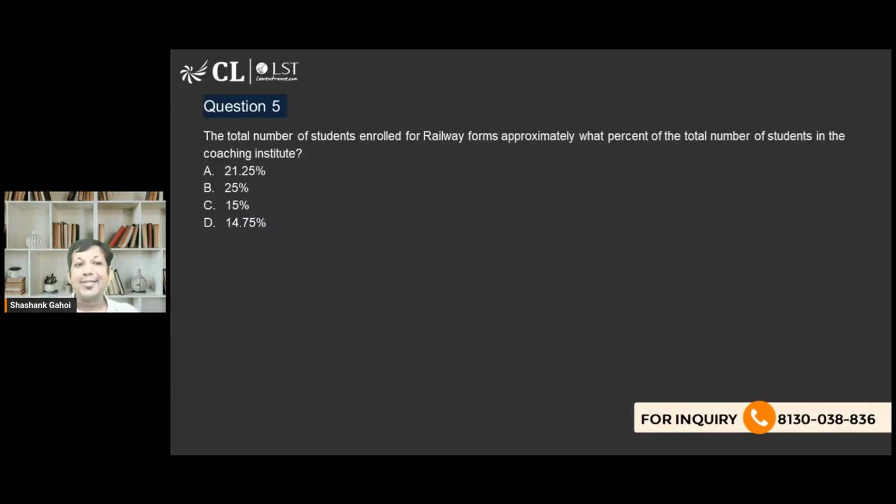Is there any option that is a little less than 22%? That is only option A. So my answer to this question is going to be option A. I got the answer. So with this, we conclude this set.